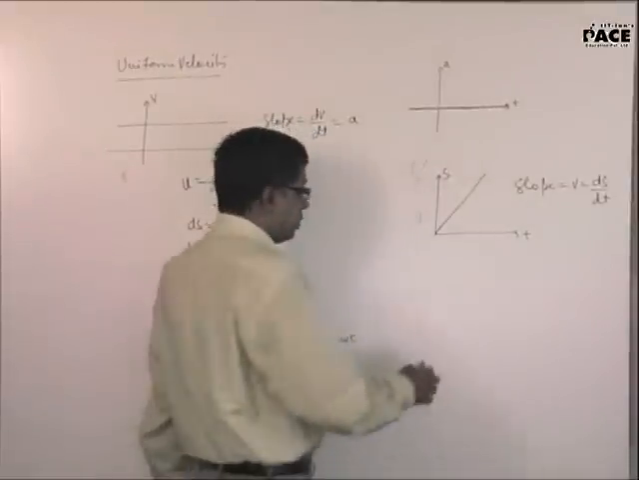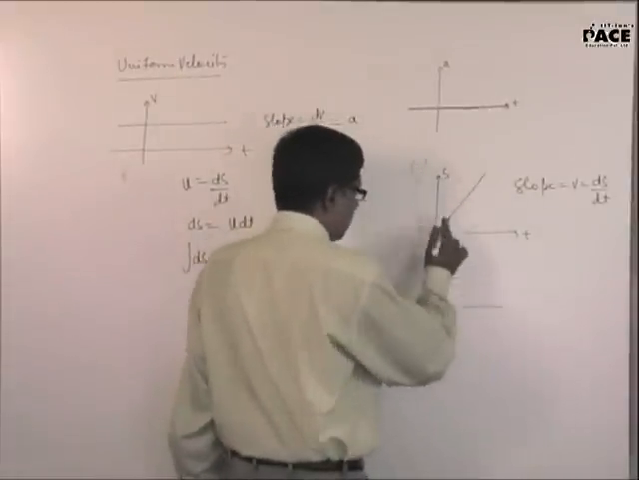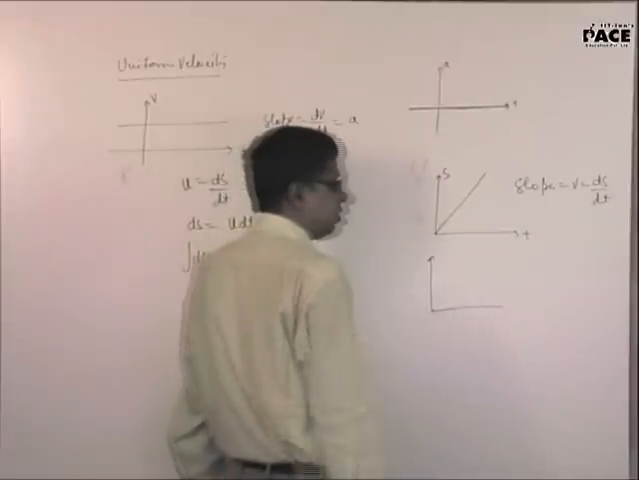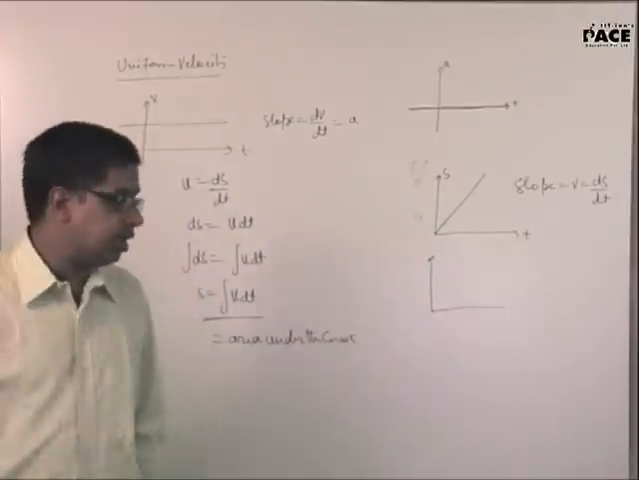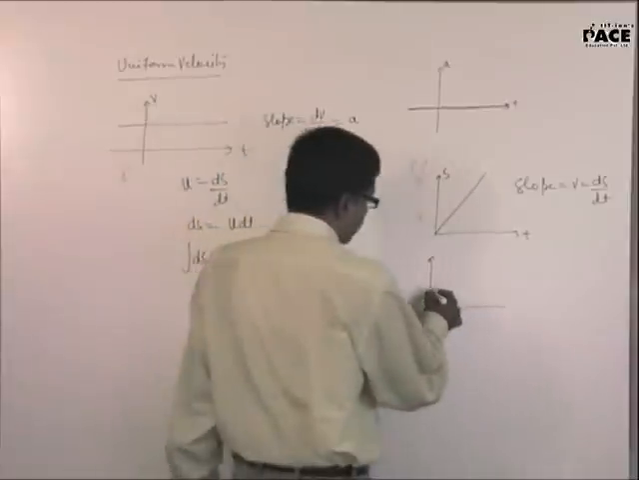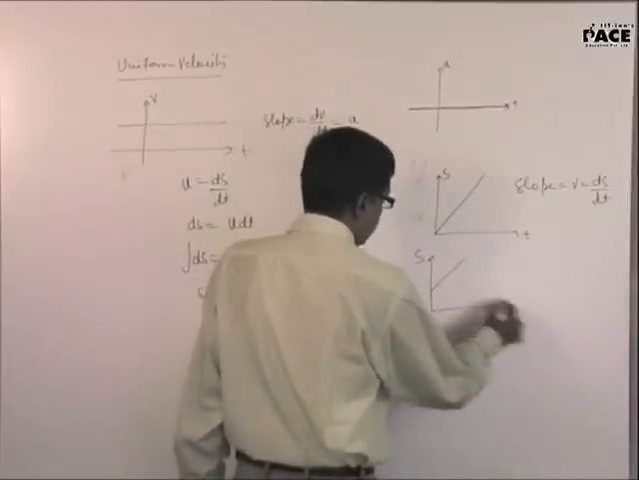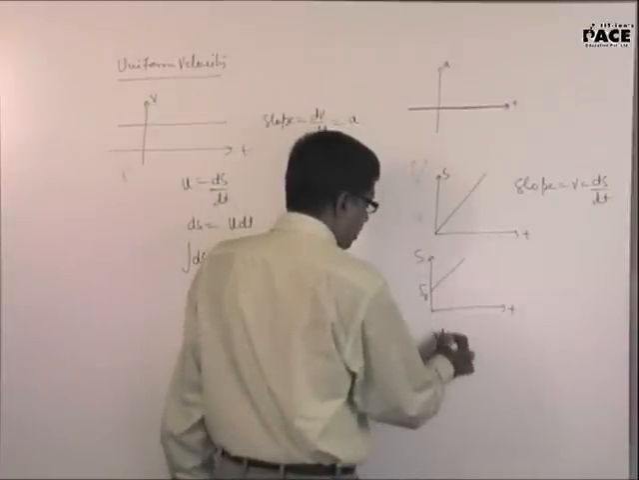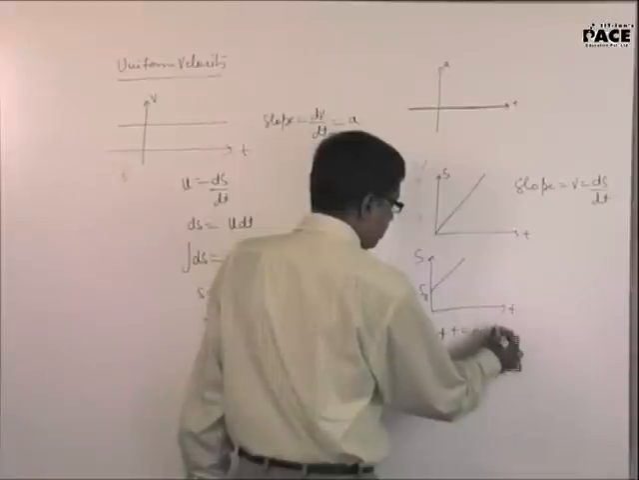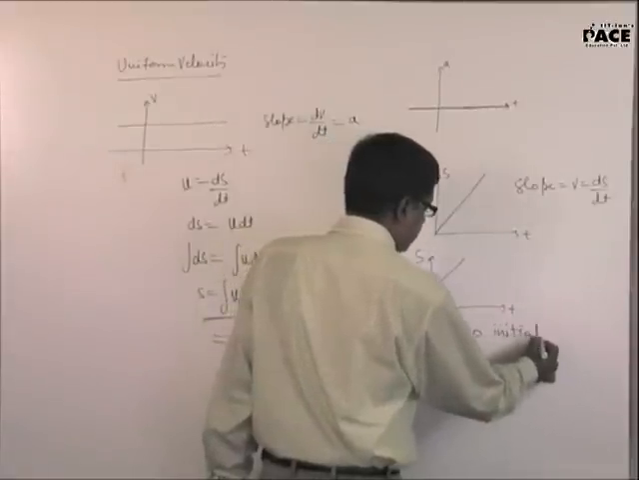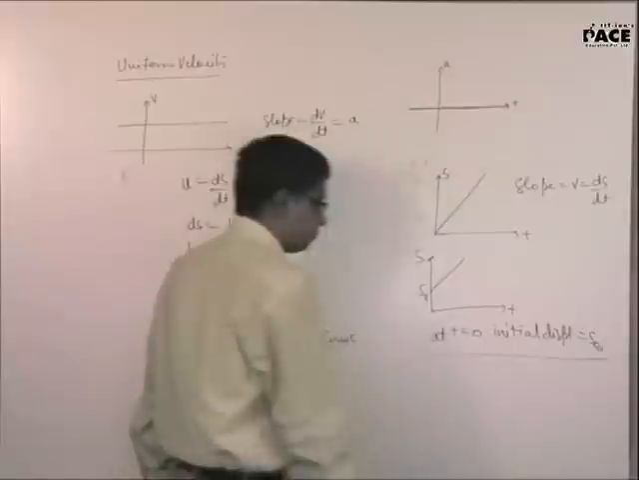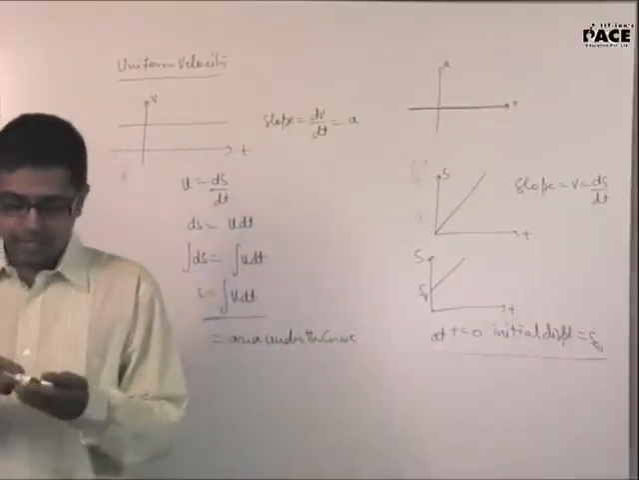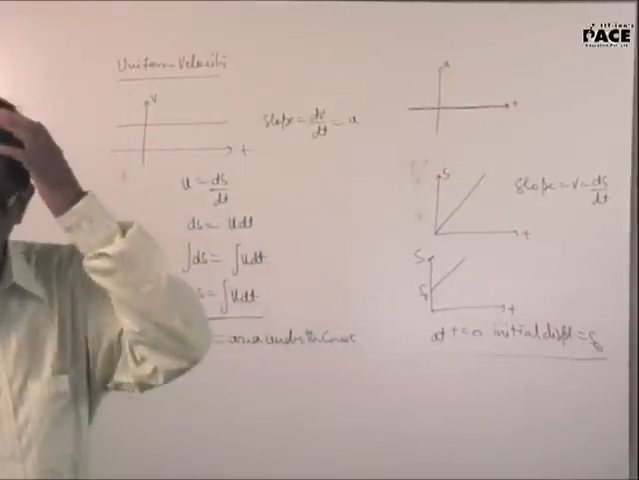There is another displacement time graph possible. Here at time t equal to 0, displacement is 0. That means the particle is starting from rest. If not, the particle will be starting from here. In the displacement time graph, at t equal to 0, the initial displacement will be equal to s naught.